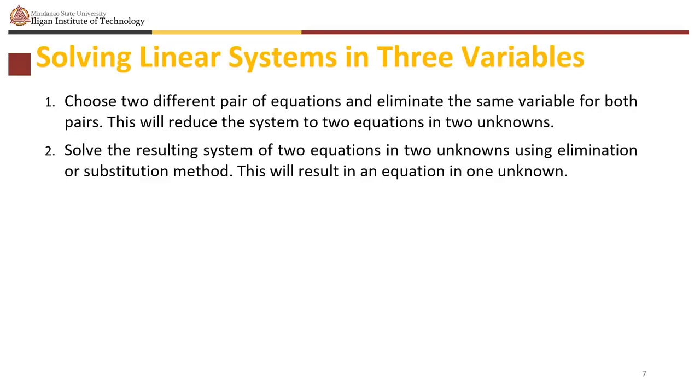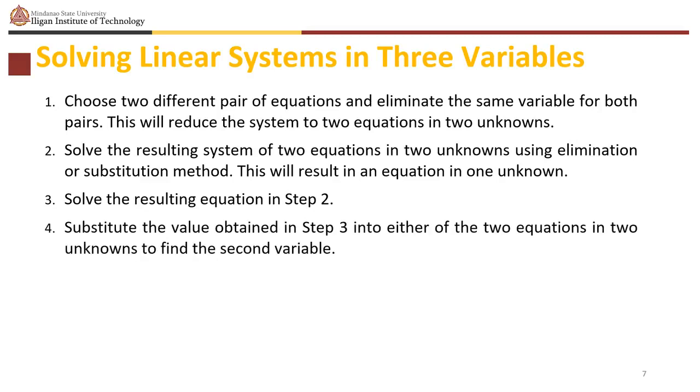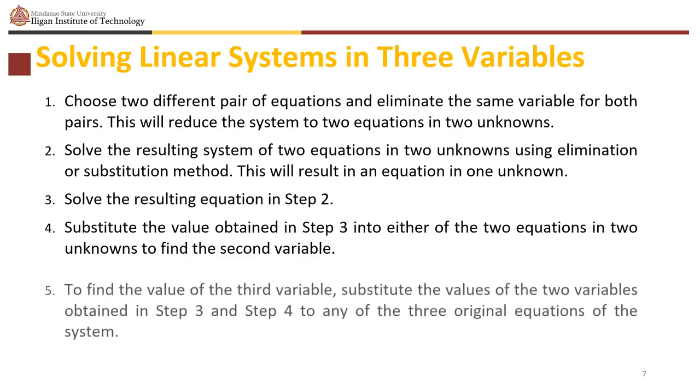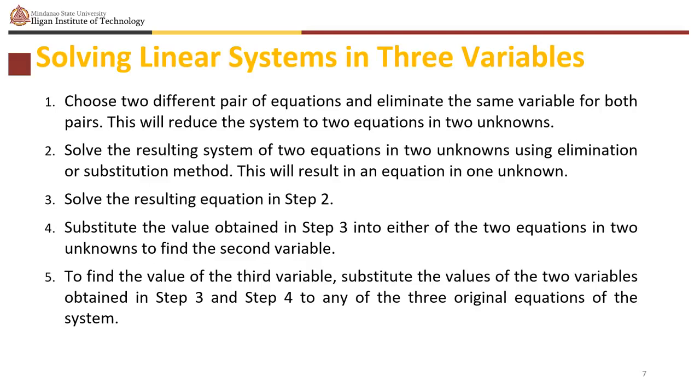And then solve the resulting equation in step 2. Substitute the value obtained in step 3 into either of the two equations in two unknowns to find the second variable. And then to find the value of the third variable, substitute the values of the two variables obtained in step 3 and step 4 into any of the three original equations of the system. And then lastly, verify whether the three values obtained satisfy the three original equations.